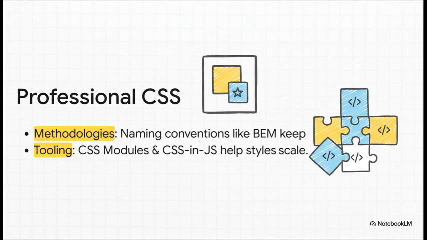And finally, when projects get really big, just writing CSS isn't enough. We need strategies to keep our code clean and manageable. This means using smart naming conventions to avoid stepping on our own toes, and using modern tools that help us keep our styles organized, which is a lifesaver in big, complex apps.